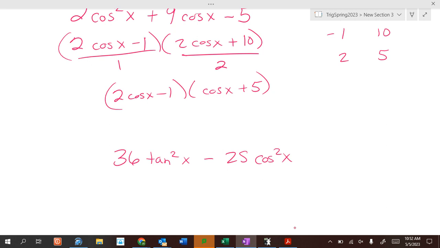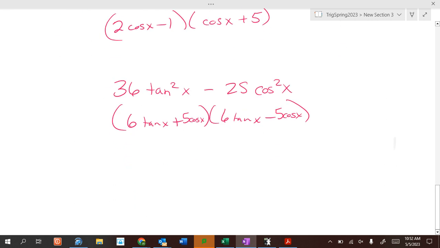Difference of squares. There we go. So it's 2 sets of parentheses. What's the square root of 36 tangent squared of x? 6 tangent of x. Signs are opposite. And then it's 5 cosine of x. Okay, we're good there.